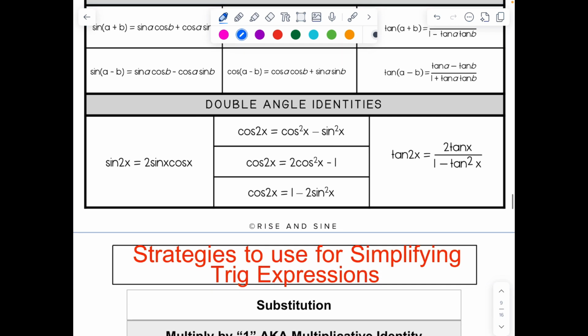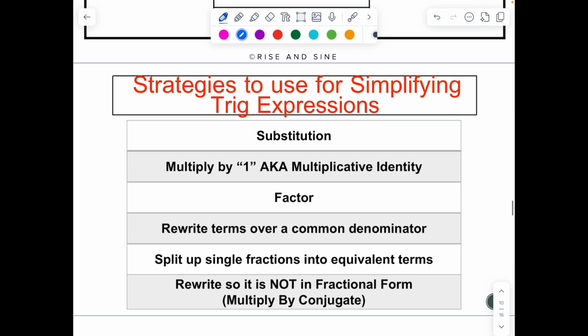All right, so here are some strategies you need to write in your notebook about how to simplify trig expressions. Substitution is usually the first thing you look at. Is there any way I can substitute something else for a piece that will allow me to eliminate or cross-reduce? Factoring is another one, and so is multiplying by 1, which is the same thing as multiplying by an identity. Factoring has to happen sometimes, not very often, but it does happen.